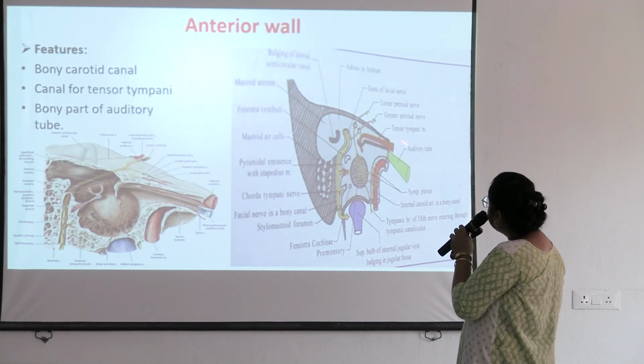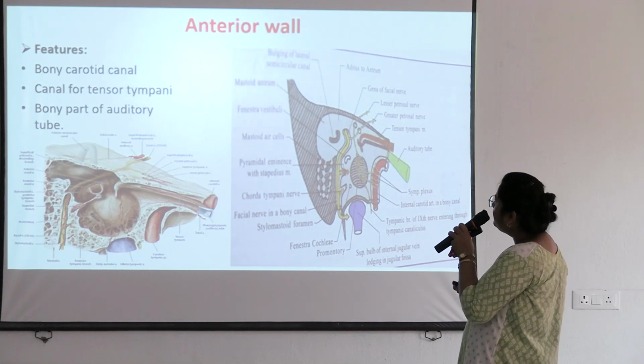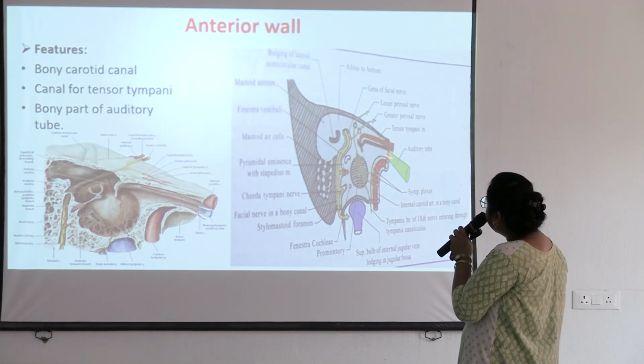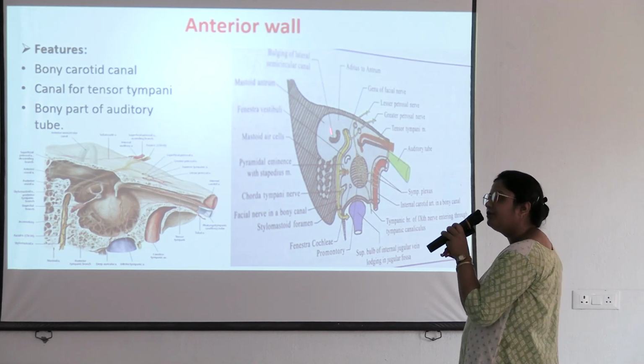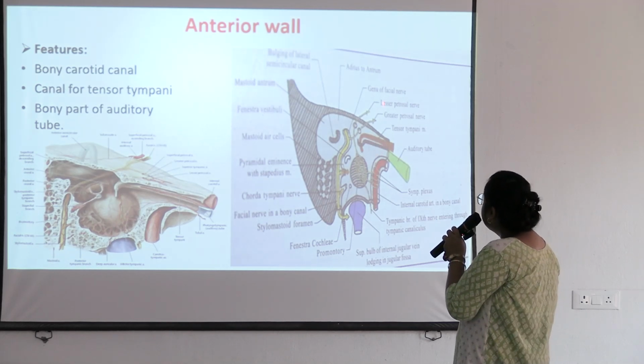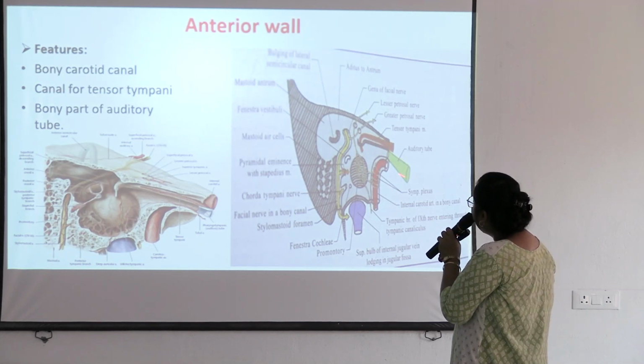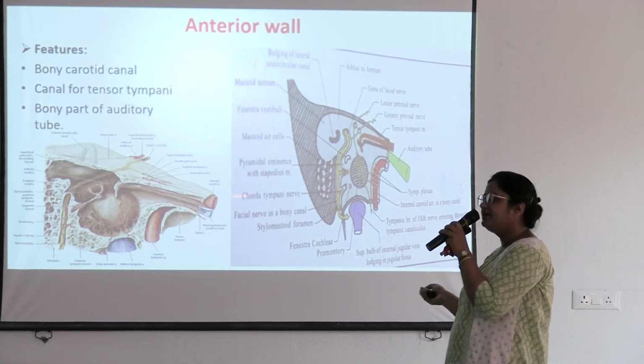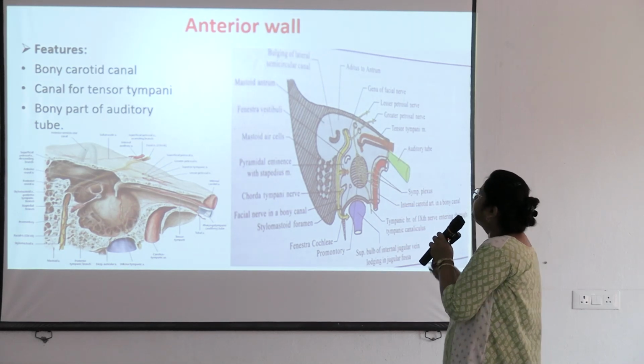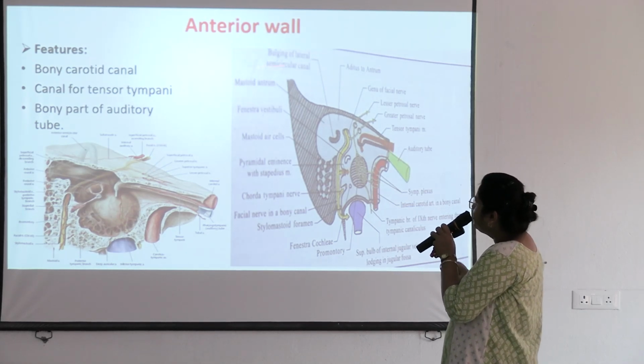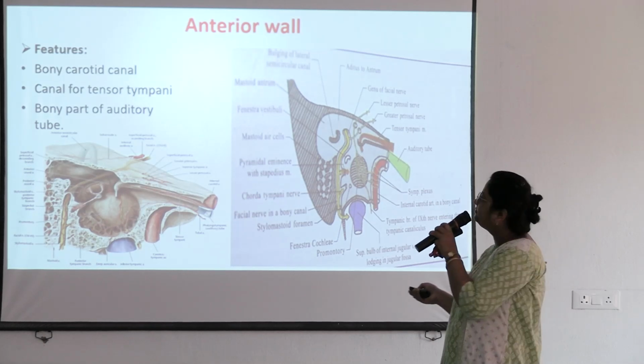Here, this is the tensor tympani muscle. This canal is also lying in the anterior wall, and the bony part of the auditory tube. Here, this is the bony part of the auditory tube. Okay, all these are forming the anterior wall, and this is the cartilaginous part. This green part is the cartilaginous part. So these three features form the anterior wall.